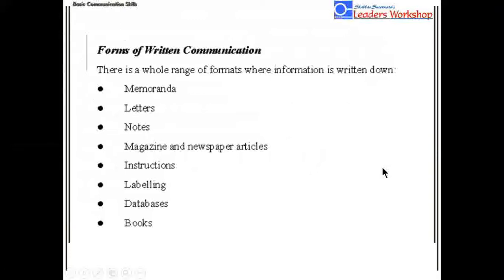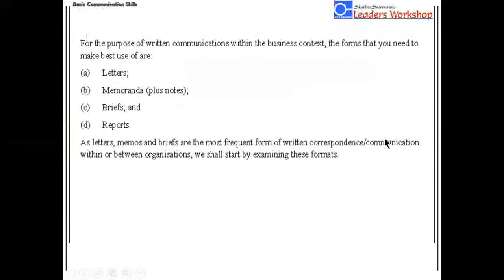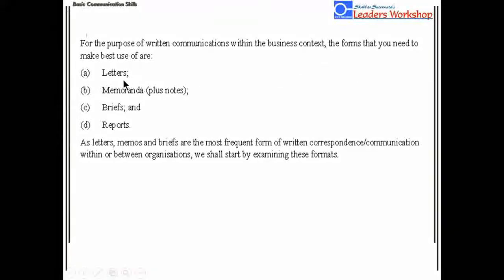So now, what are the forms of written communication? We have the memoranda, the letters, the notes, magazine articles, instructions, databases, books, and so on and so forth, as you can see from here. Now, for the purpose of written communication within the business context, the forms that you need to make best use of are letters, memoranda, briefs, and reports.